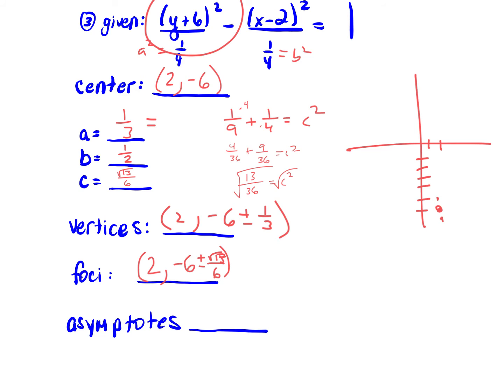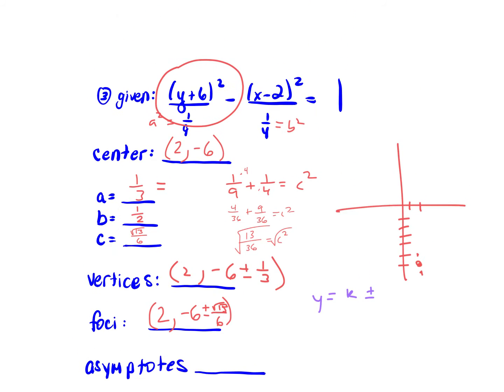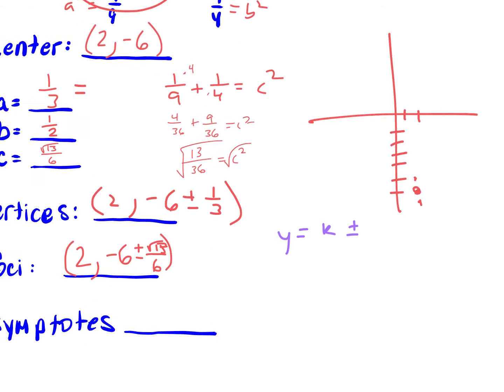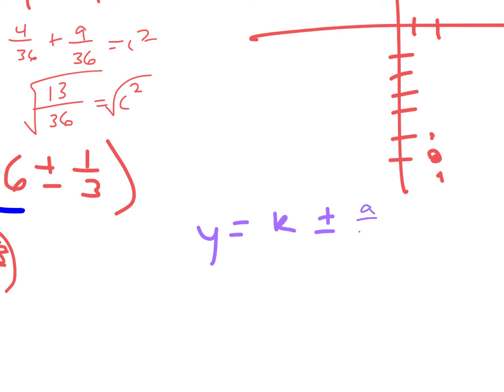And then let's find my asymptotes. So I have y is equal to k plus or minus, is it a over b or b over a? If the y comes first, a over b. You guys can use your notes on the quiz, so just make sure you know when to use which formula. x minus h. So let's plug everything in.